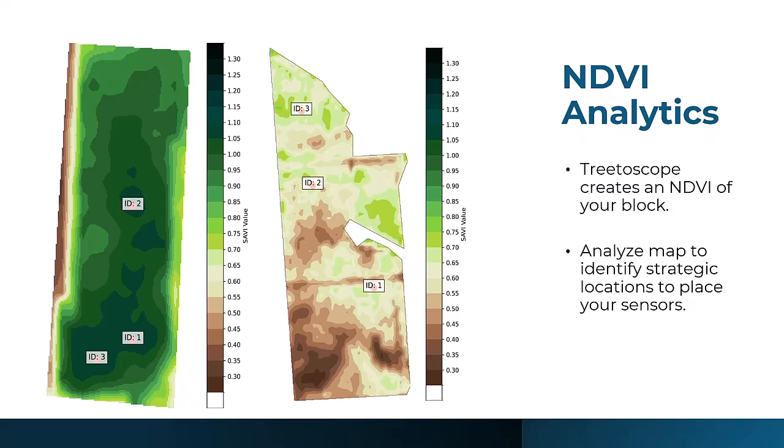The next step is that our team will use NDVI to map out your block. And NDVI allows us to utilize a satellite view of your block, revealing really important information such as tree health and vegetation. This data is incredibly valuable because it often correlates with different soil types across your block. And by analyzing this information, we can strategically place the sensors in locations that offer the best representation of the site. So this ensures that the data that we collect is accurate and meaningful to your site.